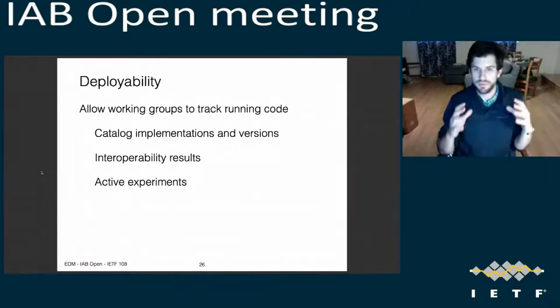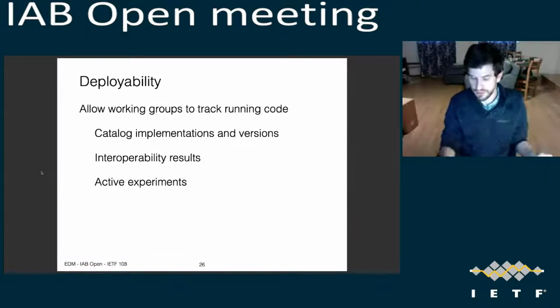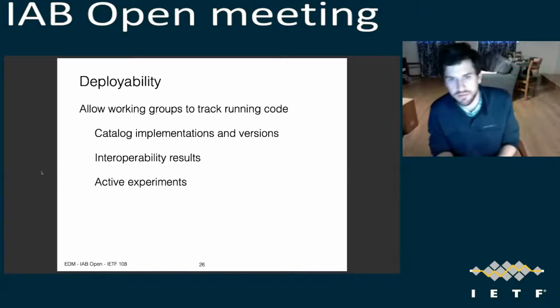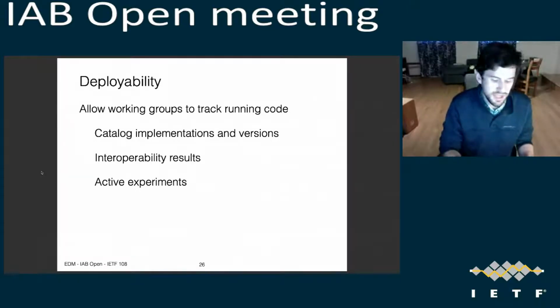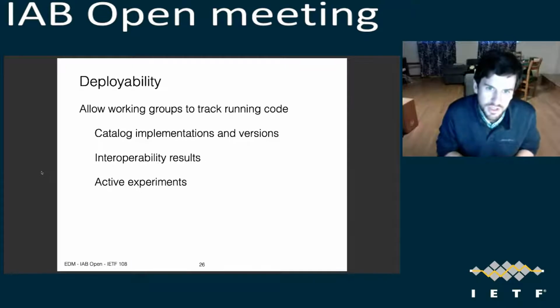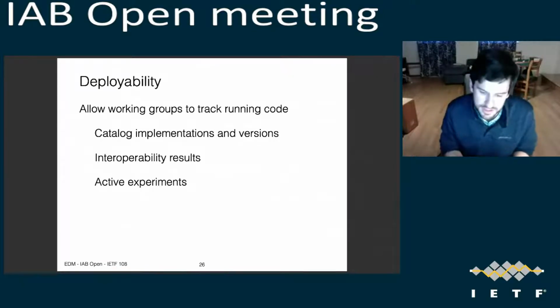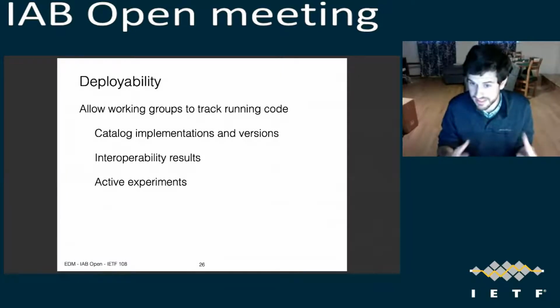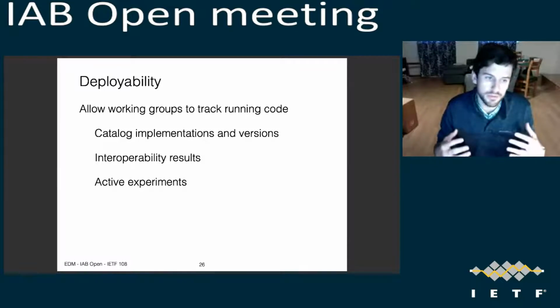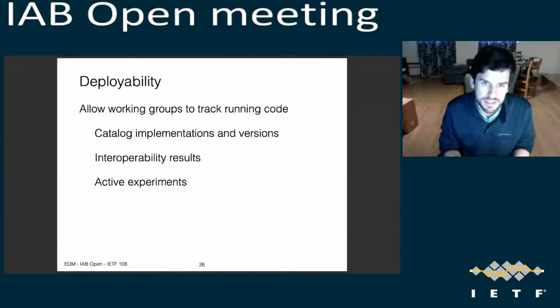So we want to be able to catalog what are the different implementations that we have during development and after. What are the versions that are being supported as we are revving our documents? When we've done interoperability testing, are the results cataloged anywhere? Do the document authors for a protocol know what are these problems and issues that various implementations are hitting? And when we're actively running an experiment to try out a new code point on the internet and see if it's working, where are we able to share that information? So next slide.